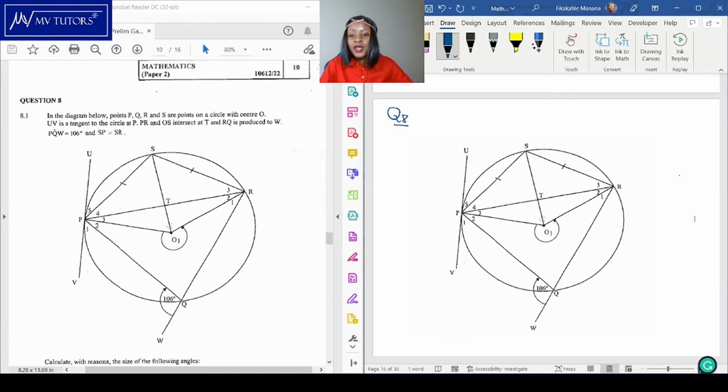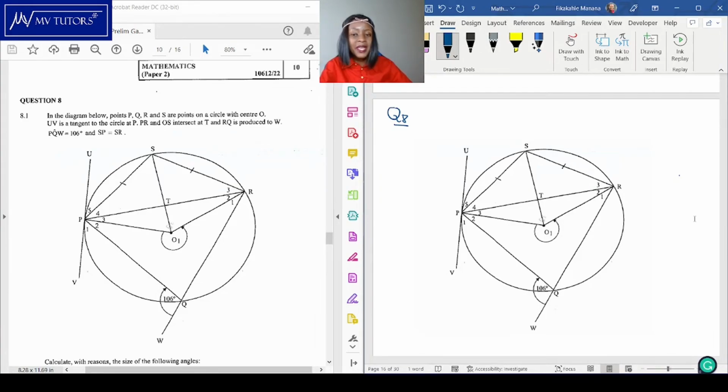So yeah, UV is a tangent to the circle. When I hear tangent, I'm thinking a line from the center to the tangent is perpendicular to the tangent line. I'm thinking tan chord theorem. You know, my mind is already getting busy.